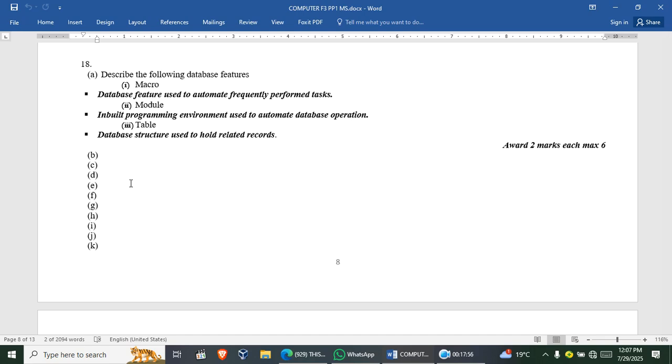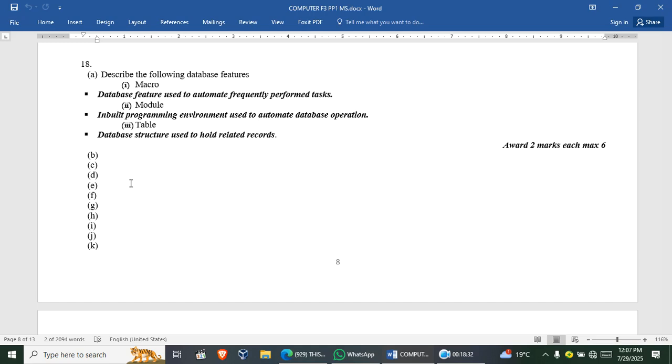Now, when you talk about database features or objects, we usually have tables, queries, forms, reports, macros, and modules, among others. A macro is a feature used to automate frequently performed tasks, for example, open query, run query, open form, open report, close form. A module is an inbuilt programming environment used to automate database operations. This is where you type your codes.